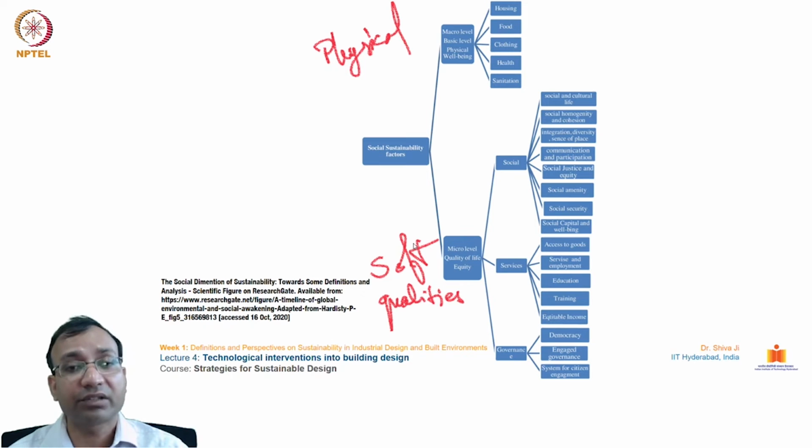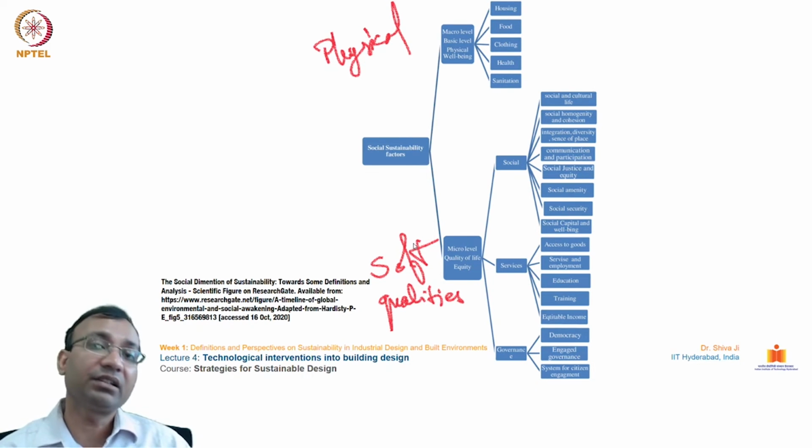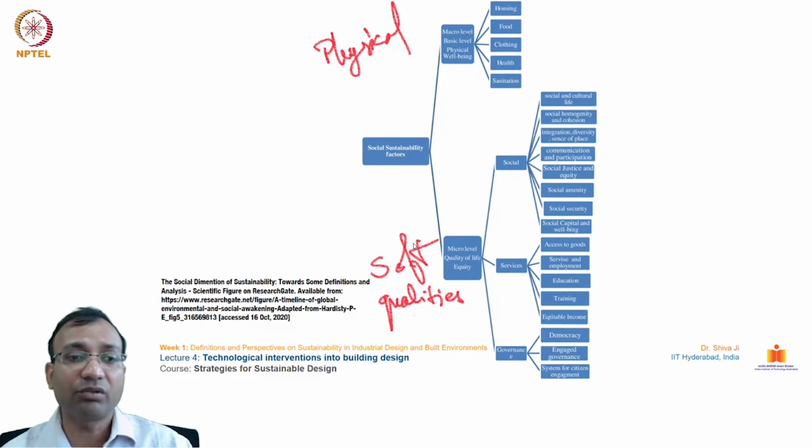The engaged governance talks about participatory government, where the involvement of people is there, so that everybody participates, everybody postulates what they need and how this is going to be facilitated. So this is about engaged governance. And then there is a system for citizen engagement, which has a lot to do with the previous one, where there are concerns of participation and democratic systems.